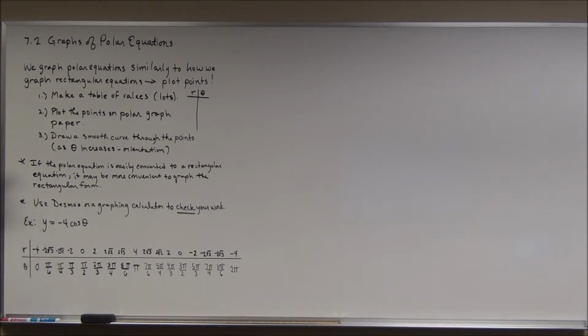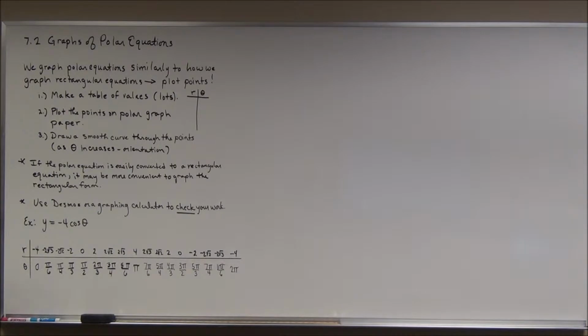And when you read this, it says if the polar equation is easy to convert to a rectangular equation, it may be more convenient to graph it in rectangular form. For example, two of the equations that we looked at in the last video were r equals a constant or theta equals a constant. Well, we know those are circles and those are lines. So we can graph those a little more readily. We just convert it into rectangular form.